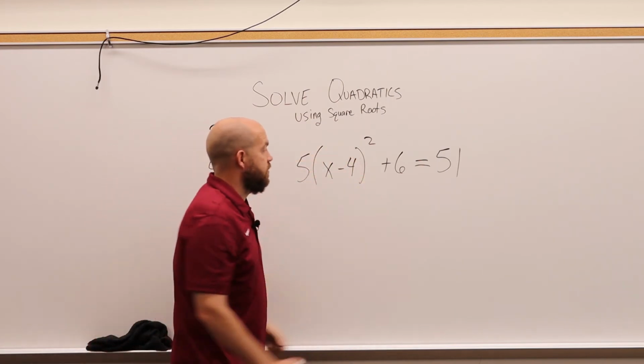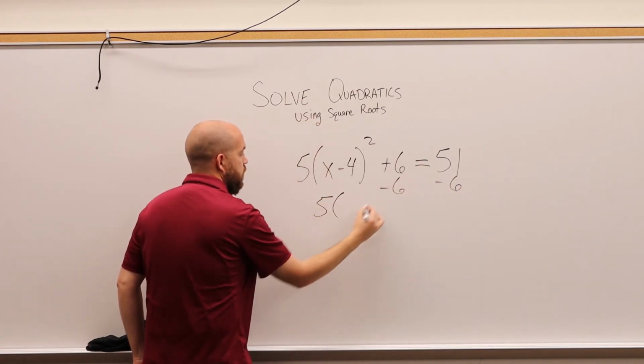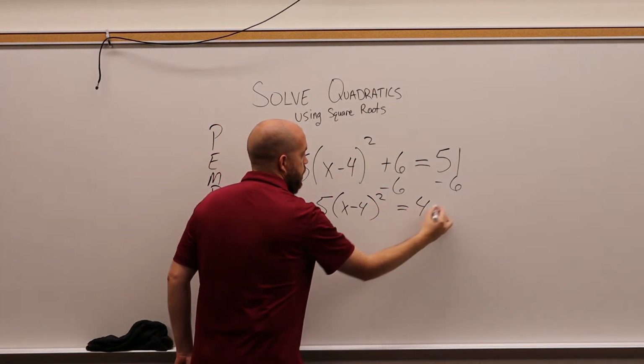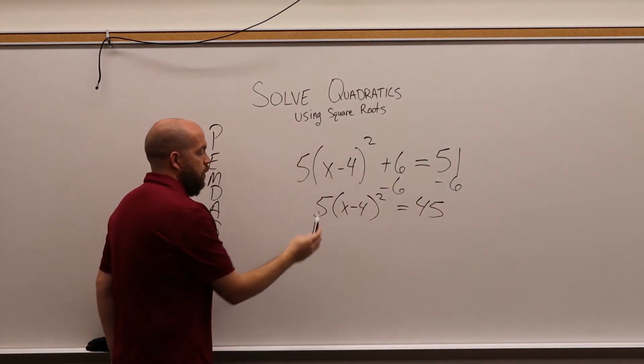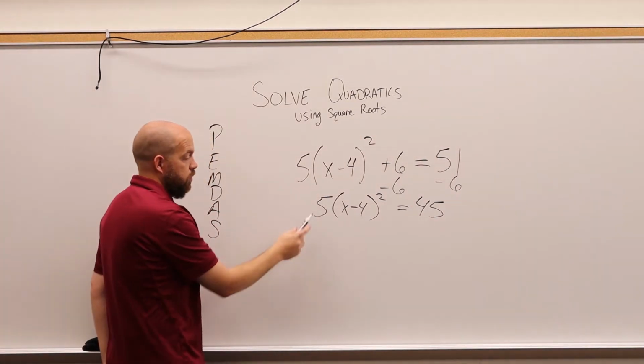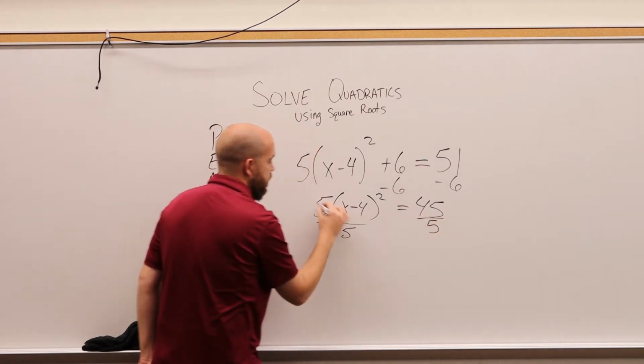So first we'd cancel the 6. So let's subtract 6 from both sides. Now we will cancel the 5. Again, we can't do anything inside the parentheses until later, so let's cancel the 5. So we divide both sides by 5.